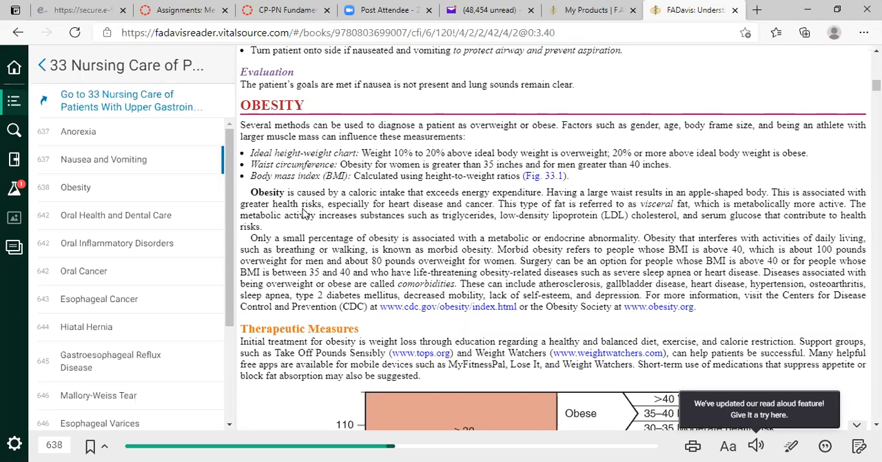Obesity is caused by a caloric intake that exceeds energy expenditure. Having a large waist results in an apple-shaped body. This is associated with greater health risks, especially for heart disease and cancer. This type of fat is referred to as visceral fat, which is metabolically more active. The metabolic activity increases substances such as triglycerides, low density lipoprotein, LDL cholesterol, and serum glucose, and contribute to health risks.